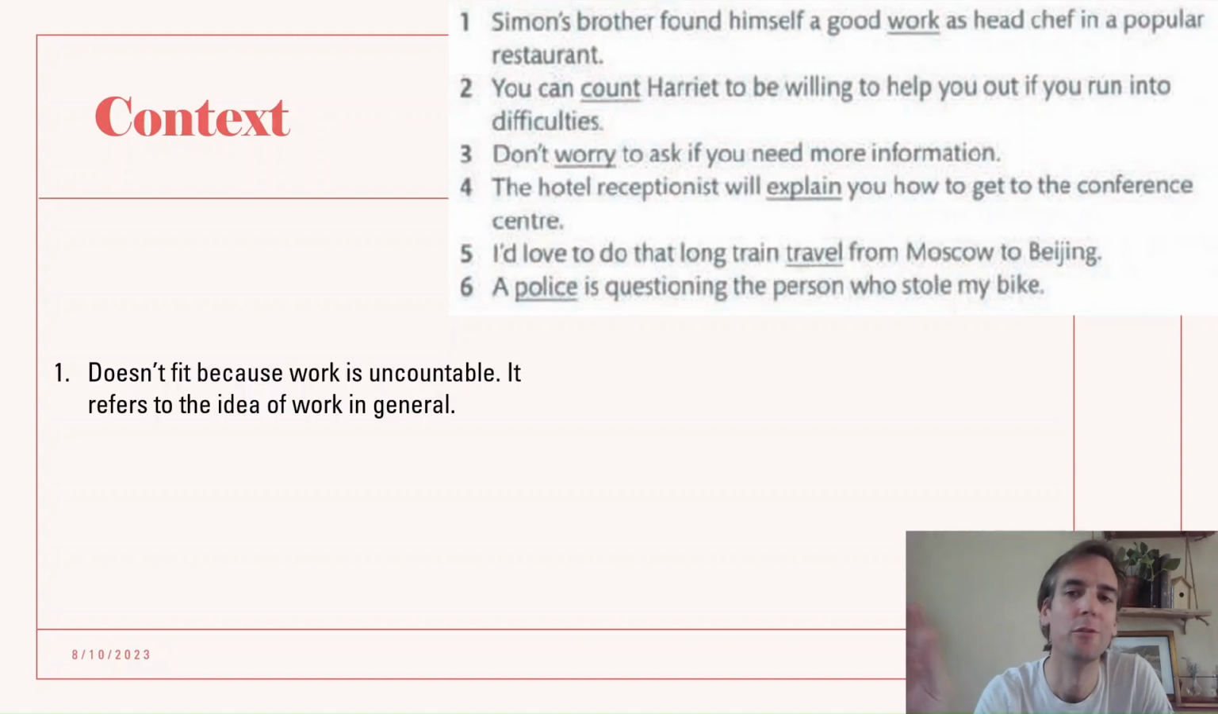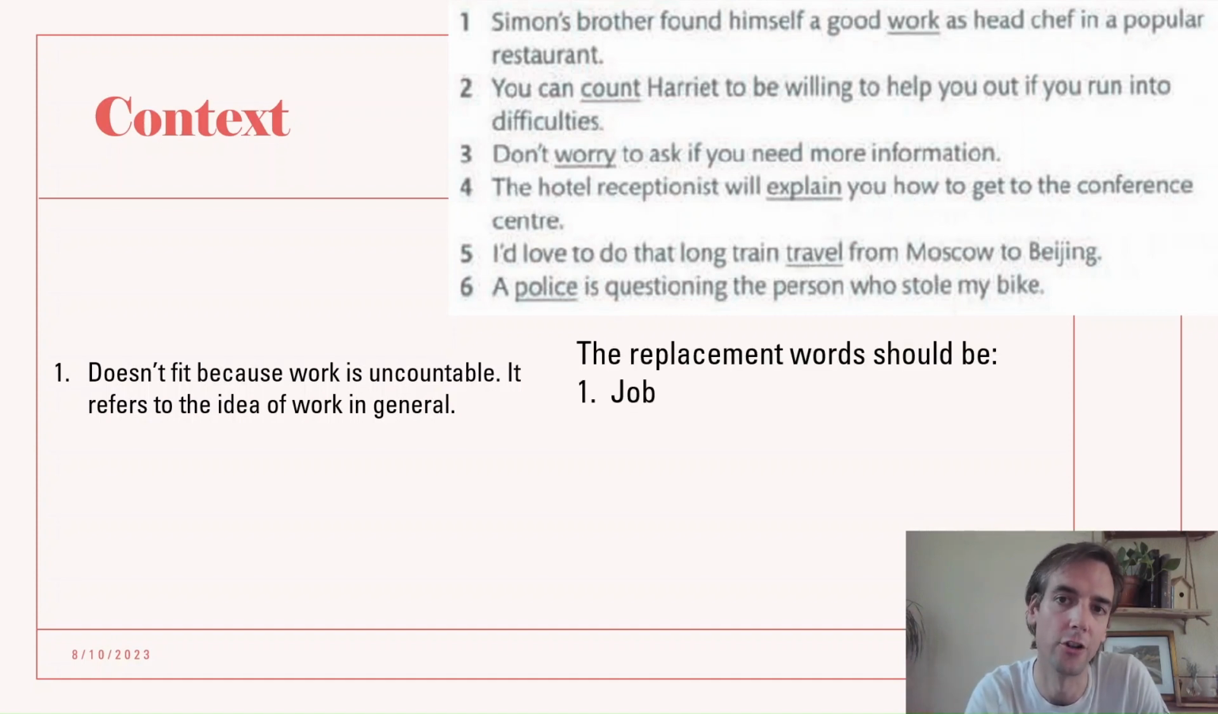So number 1, work is uncountable. You cannot have a good work. You can do some good work, or you can be working well and so on, but it doesn't work because you're talking about work in general. The word, of course, is job. It's a good job.